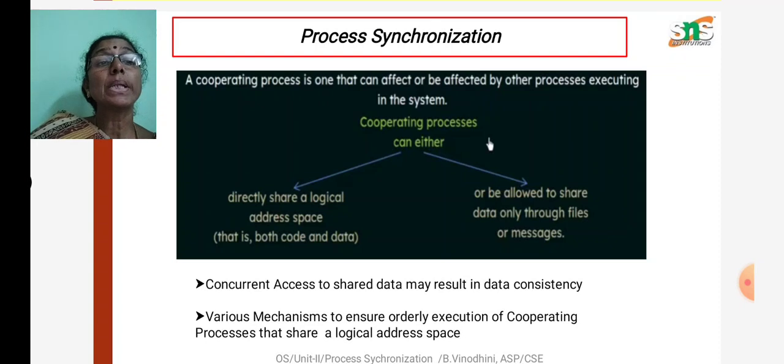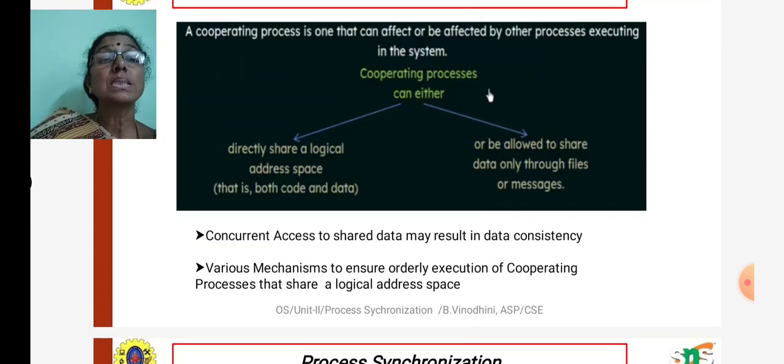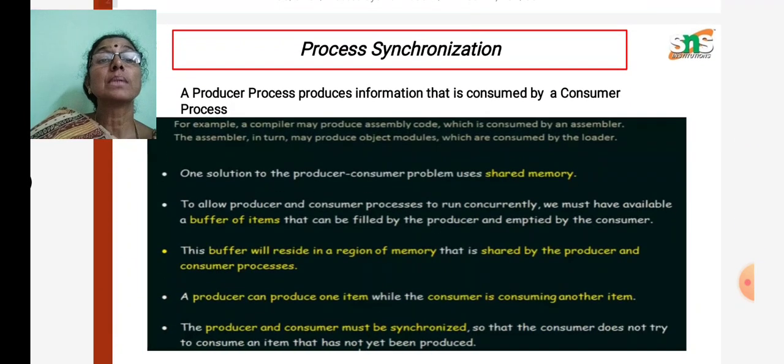Next, a cooperating process is a process that can affect or be affected by another process, because they share their data and logical address space. So the execution of one process can affect the execution of another process. This is the cooperating process. Process synchronization is required only for cooperating processes.